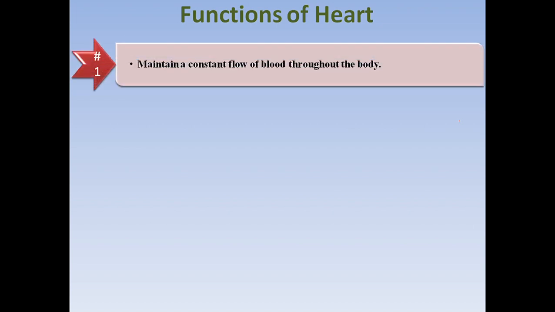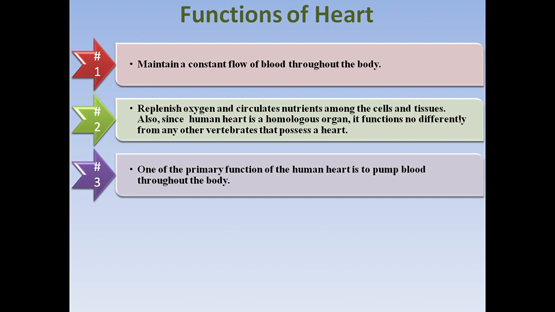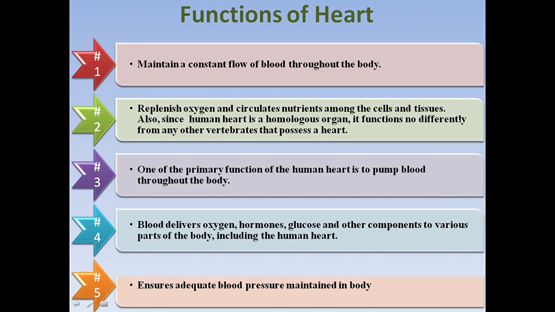So lastly we come on to the functions of the heart. It maintains a constant blood flow throughout the body. It replenishes nutrients and oxygen among the cells and tissues. It is one of the primary organs of pumping, and it delivers hormones, glucose and various nutrients through the body and ensures adequate blood pressure is maintained in the body.